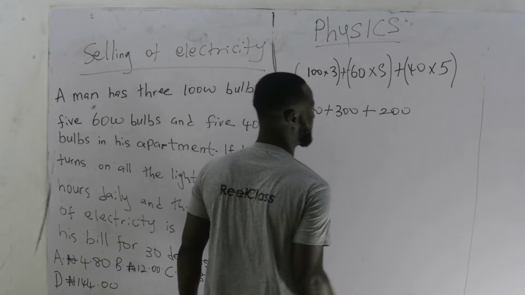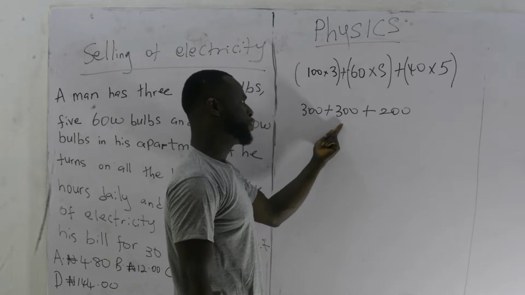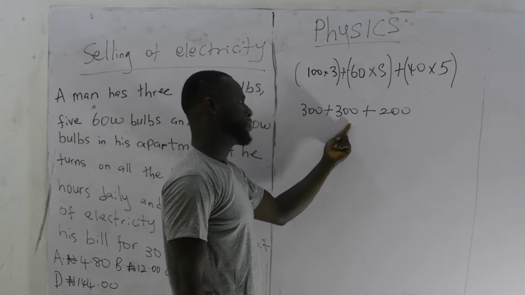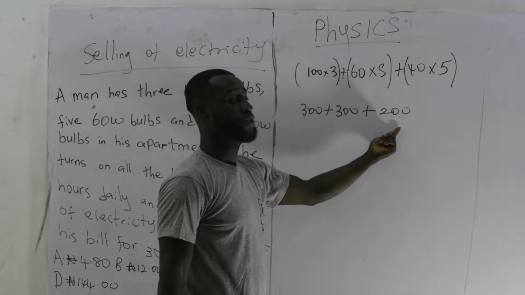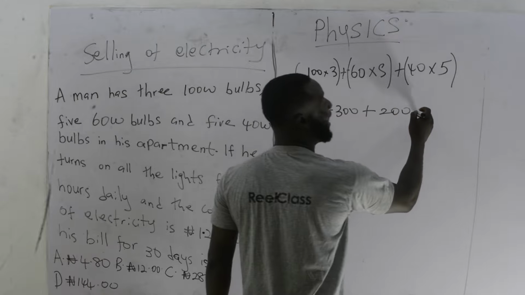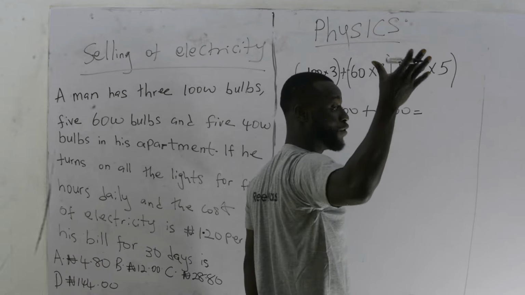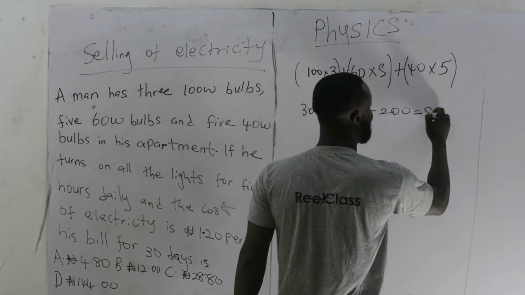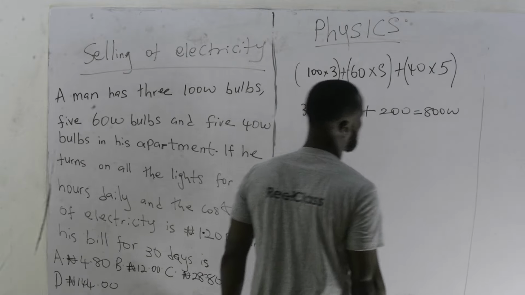So this is total watts. 300 plus 300 is 600, 600 plus 200 is 800. So the total power of all the types of bulb he has all together is 800 watts.